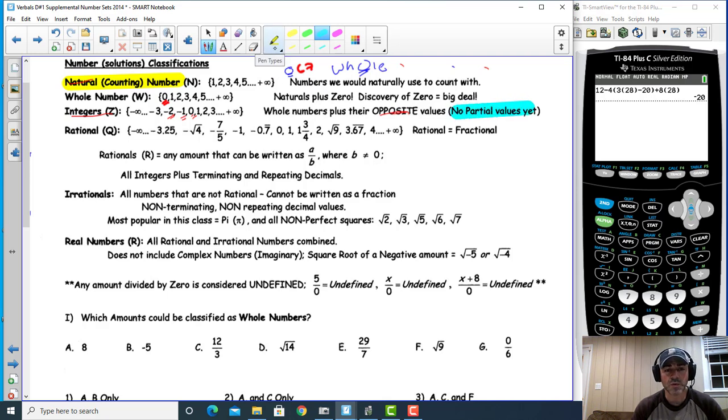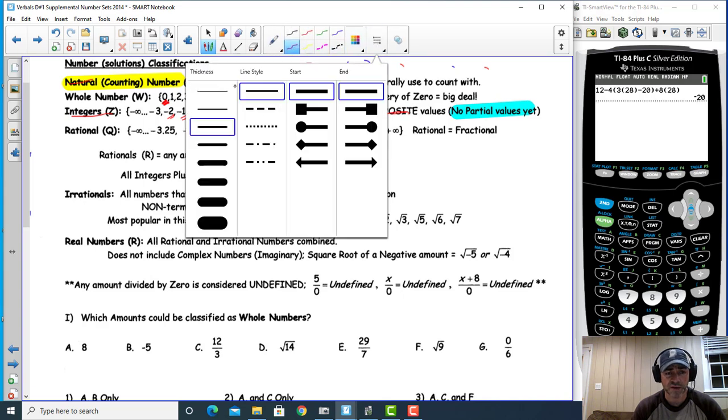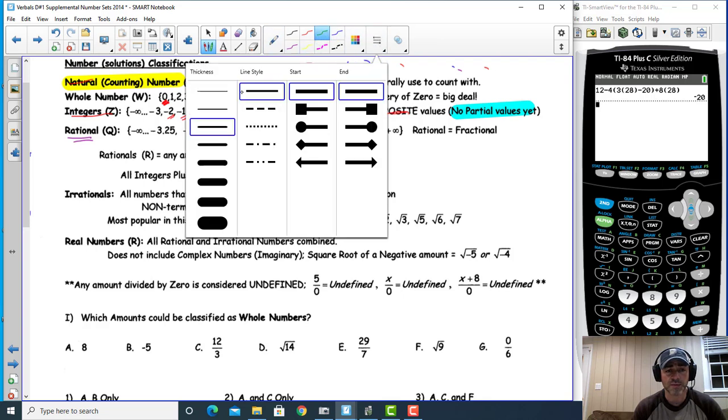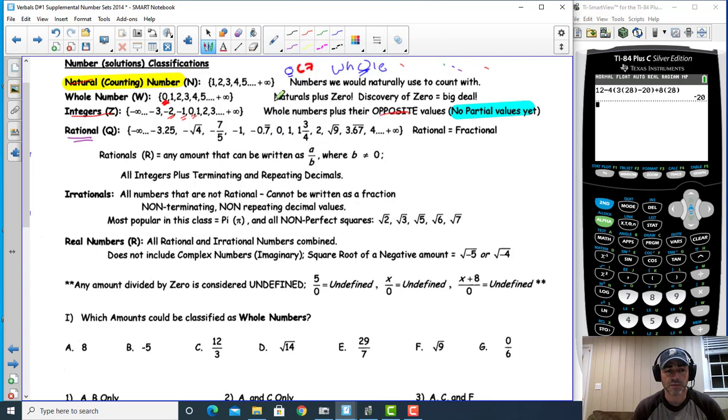That brings us to when we might start to think in terms of partial values, and we usually describe those quantities as rational. But you've got to be a little careful because rational, which typically means fractional, does include all the numbers we just described a moment ago, because numbers such as positive 3 from the integer, whole, and natural number sets could be written as 3 over 1.